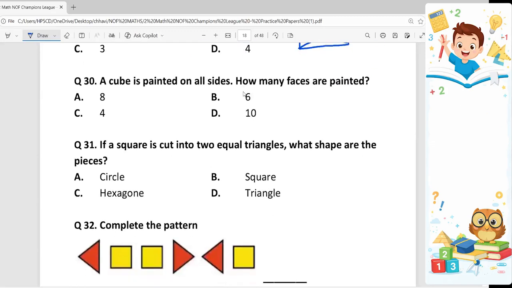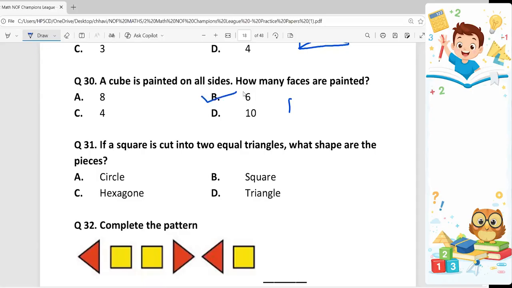Cube. 30th question. A cube is painted on all sides. How many faces are painted? Now we know that a cube has 6 sides. So all the 6 sides have to be painted. So therefore option B is the correct one.